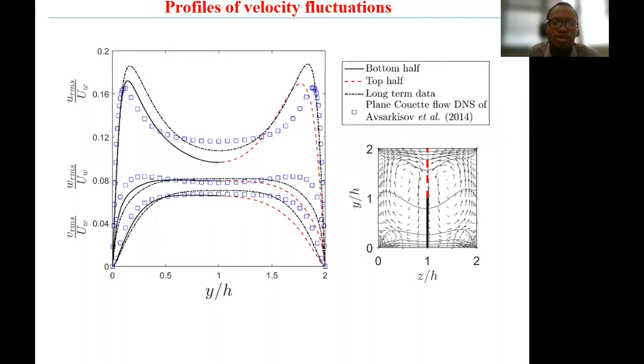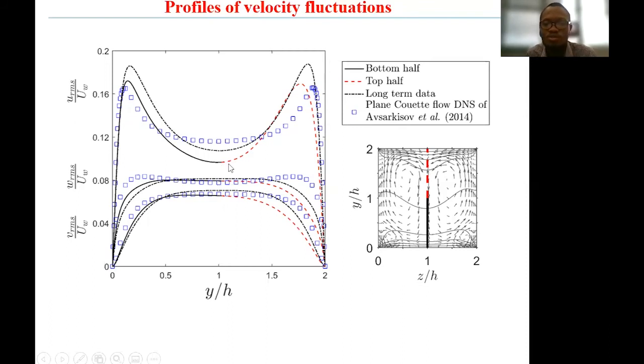Again, here we have the profiles of the turbulence fluctuations. And again, the dark line shows the profile at the bottom half of the duct, while the red dashed line is the profile at the top half of the duct. The long-term average data is what is shown as the dashed dotted line. And if you look closely at the plot, you see that the fluctuations in the long-term average data are higher than what you get in the short-term average data.